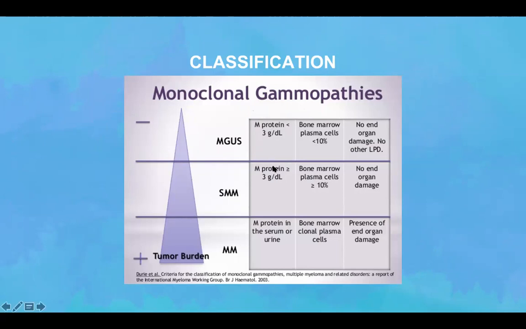When we're talking about levels of M protein that are more than 3 grams, we're talking about smoldering multiple myeloma. In this case, the bone marrow is going to have more than 10% of plasma cells, and we're not going to find end organ damage. And when the protein is found in serum as well as in urine, the bone marrow has between 10% and 60% plasma cells, and we have clinical symptoms, we're going to be talking about multiple myeloma.